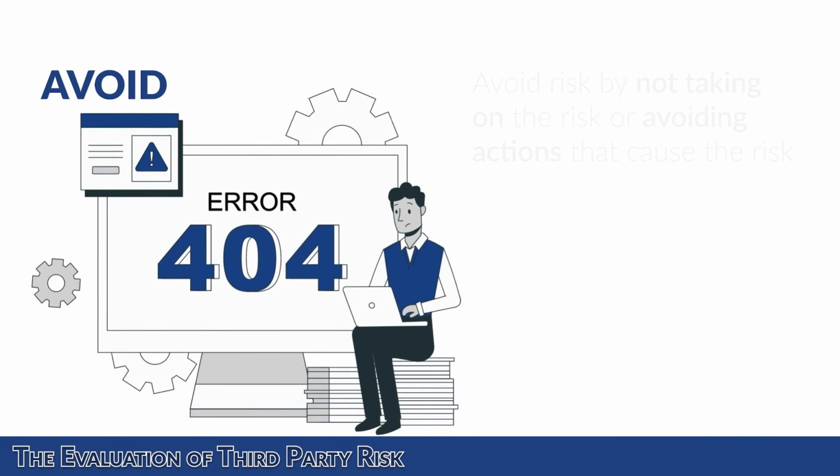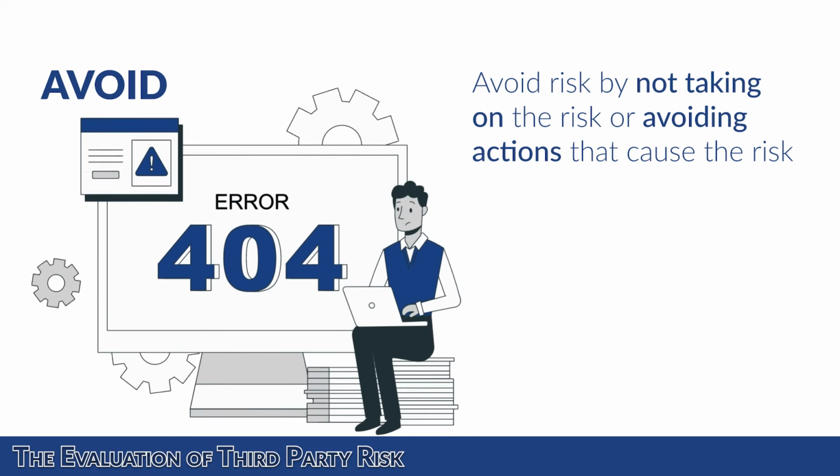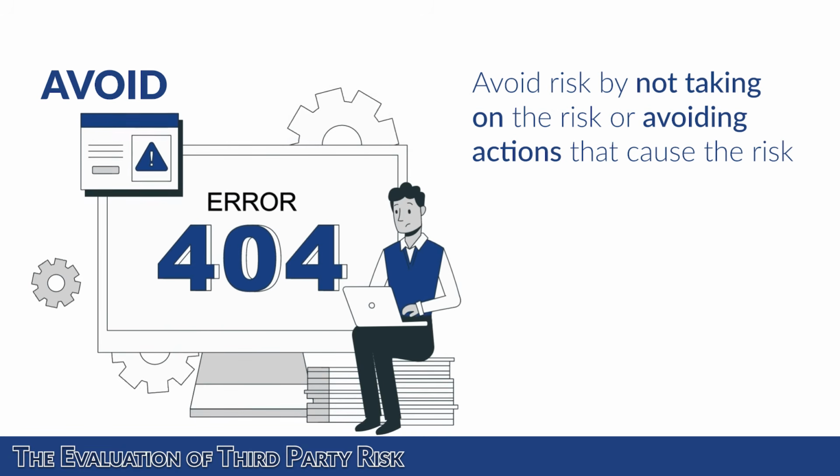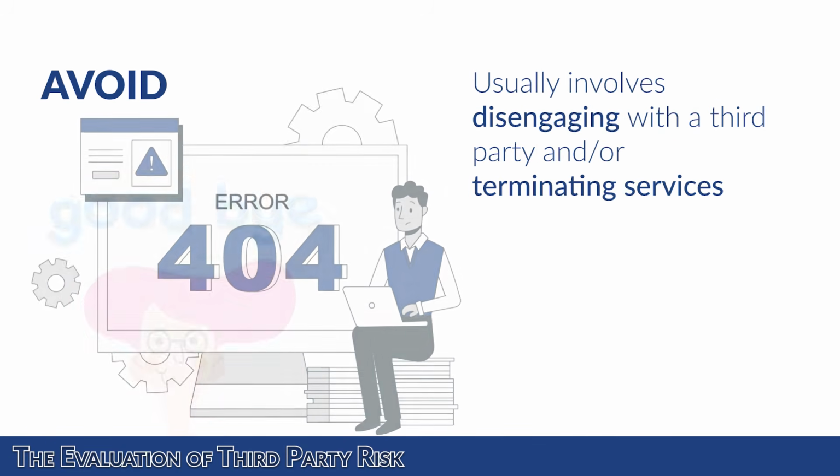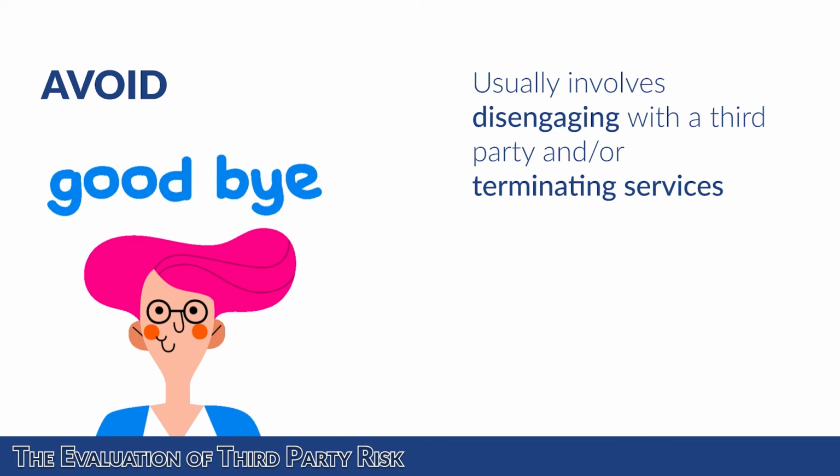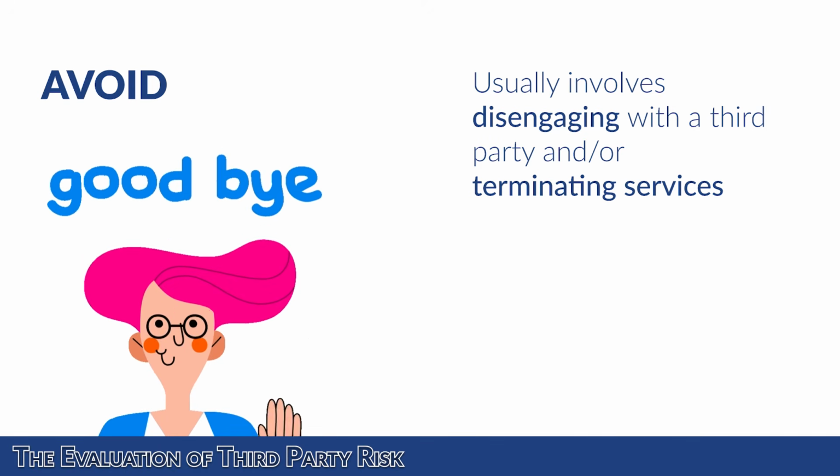Organizations can choose to avoid a risk by not taking on the risk or avoiding actions that cause the risk. From a third-party risk perspective, this usually involves disengaging with the third party and/or terminating services.